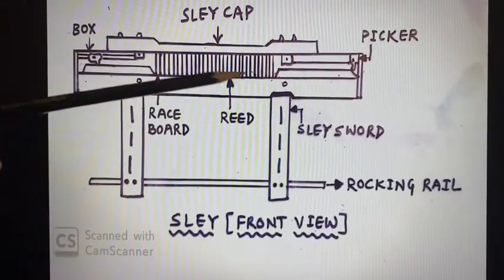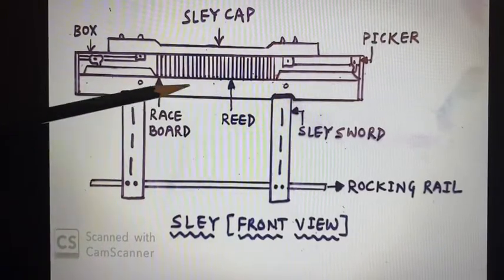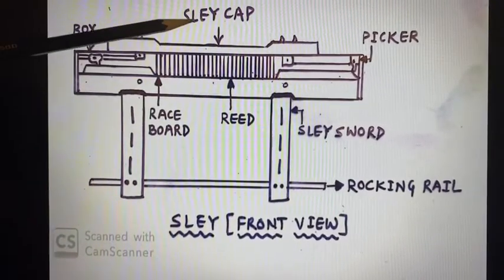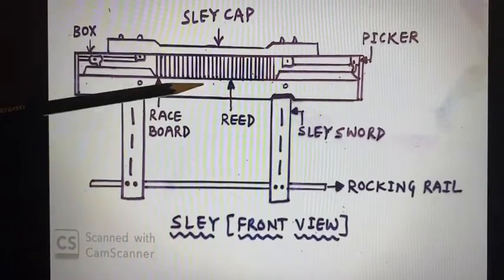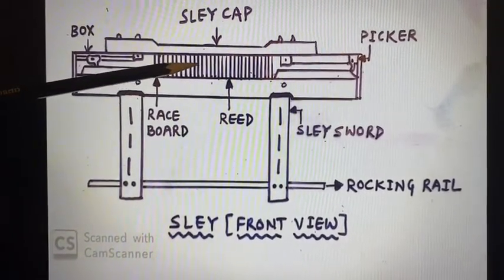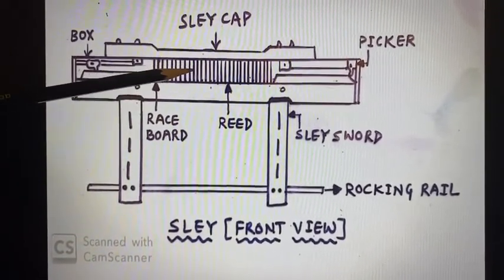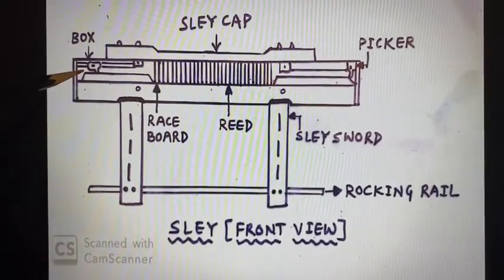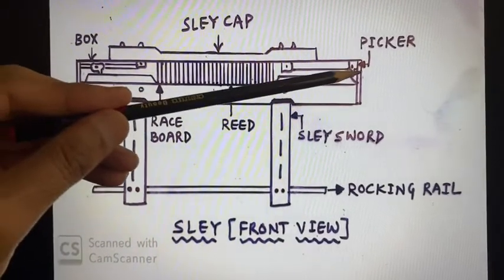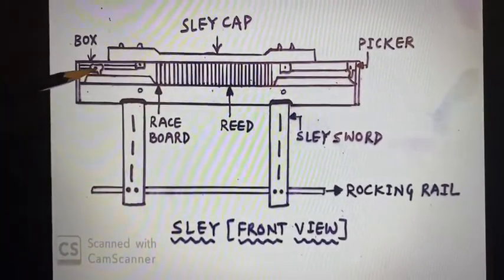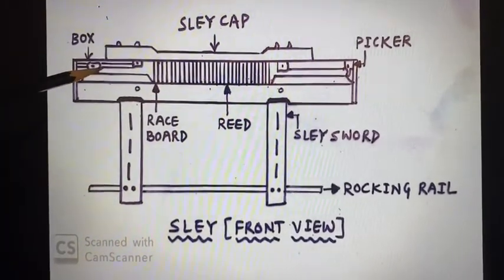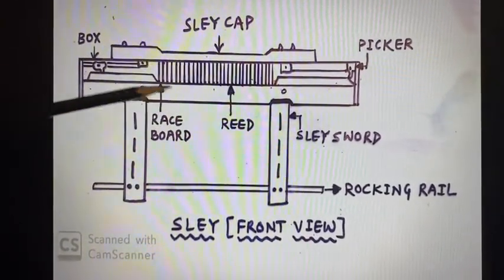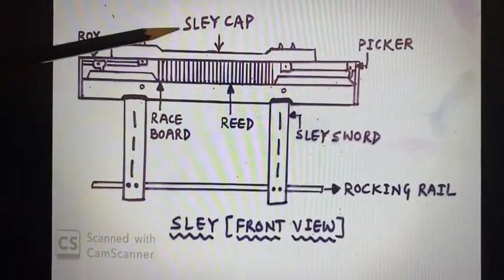This complete part is known as the sley, and on the sley there is a groove, and at the top side it is the sley cap. In these two we are fixing the reed, which is the main part used in beating up. And at this side you can see the shuttle box, and here the picker is indicated, and the shuttle dwells in the shuttle box when it is not traveling. So this whole part, the complete assembly, is known as the sley.